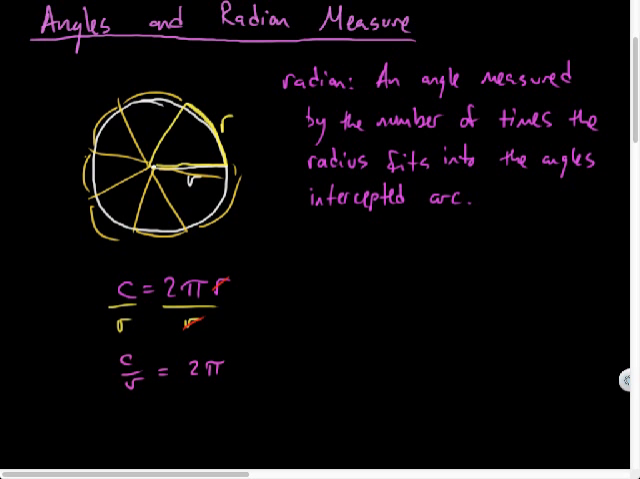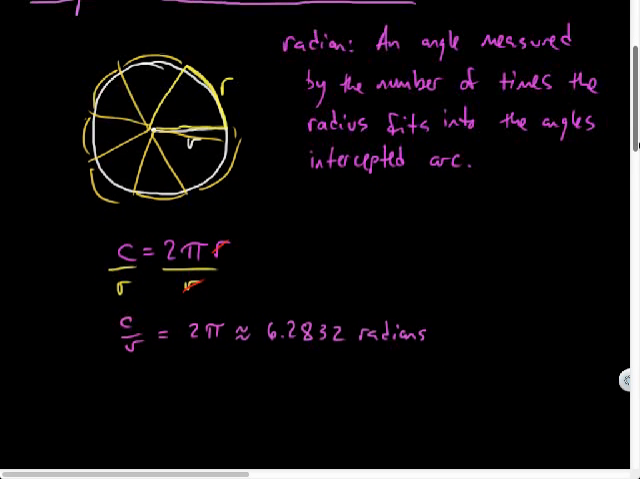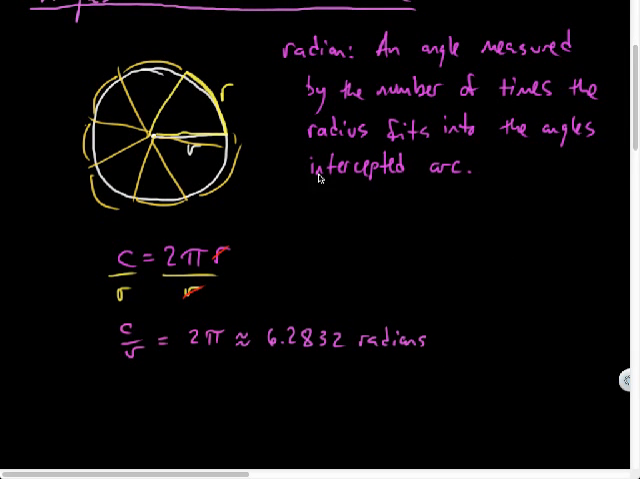And 2 pi, decimally speaking, is approximately 6.28. Actually, let's go a little further than that. 2 pi is roughly 6.2832. So 6.2832 radians is the same as one full circle. Same as one revolution around a circle.